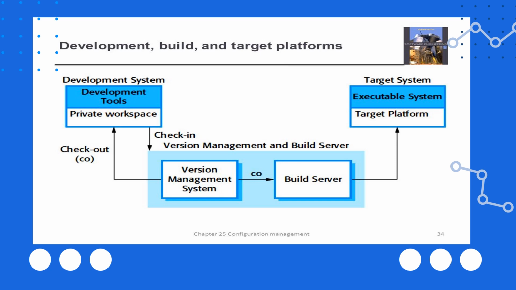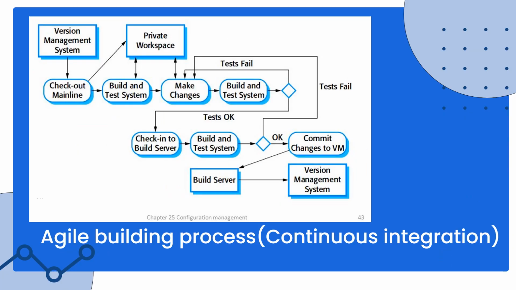So it is recommended that frequent system builds should be carried out with automated testing, which is used to discover software problems. Frequent builds are part of a process of continuous integration, which is represented in this diagram. Continuous integration is an agile building process. This process involves rebuilding the mainline frequently after small source code changes have been made.